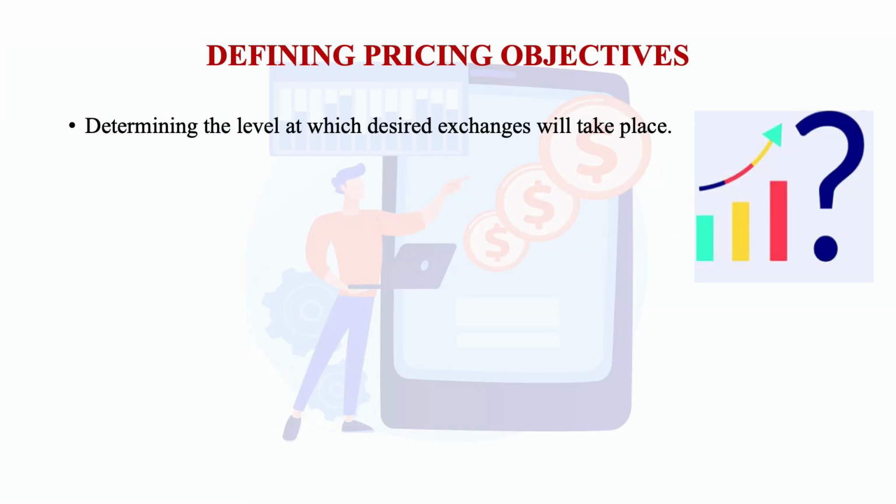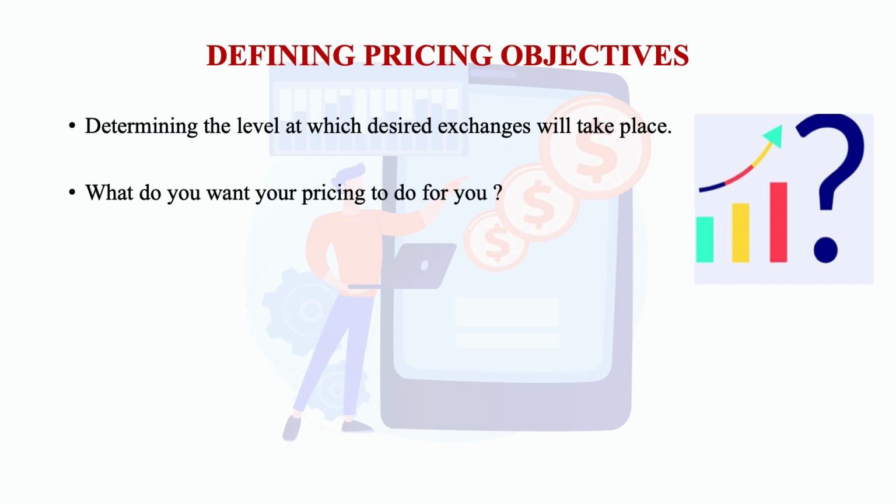Now, when you want to define your pricing objectives, what are we going to really do? You are actually determining the level at which the desired exchanges will take place. If you are looking at a particular target segment of the market, what is the level at which you think your exchanges will take place? So, looking at the market demographics, your consumers, and the competitive situation, what do you want your pricing to actually do for you?